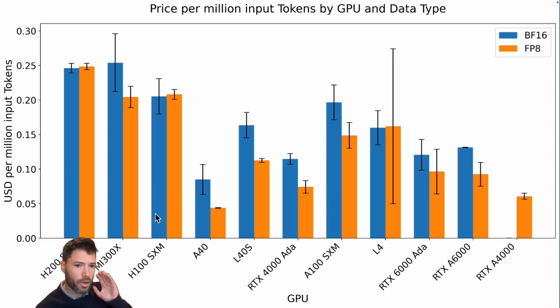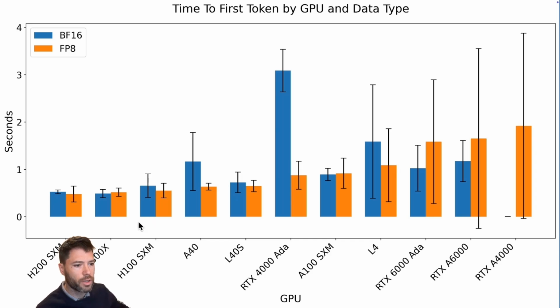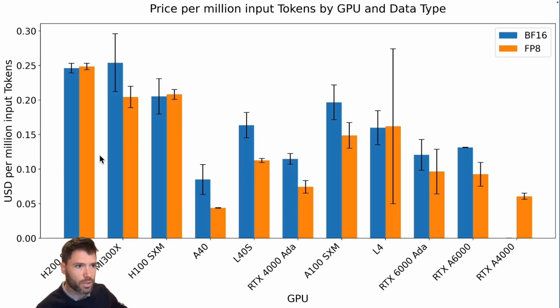Now you'll see in all of these three charts, I've sorted them according to the time to first token for the 8-bit models. That's why this is increasing here, the orange bars, and I've kept the order the same in these other ones. So as you move to the right, you've got increasing time to first token, generally decreasing throughput as per this graph, but then decreasing price as well.